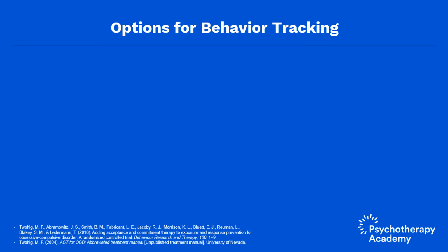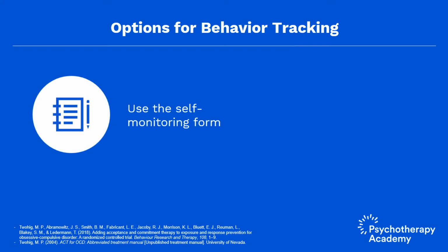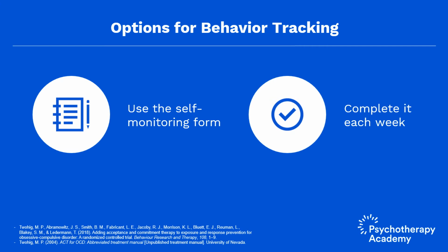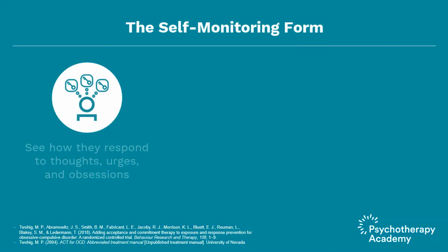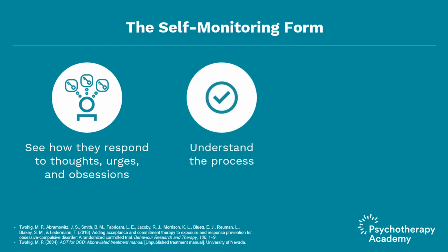You can simply track the way that they are responding to their thoughts. And that you can do through a self-monitoring form that was created for the ACT plus exposure and response prevention study that was done. And in that manual, there's a form that walks them through those exact steps. And you would have them complete this each week. And the intention with this is to just see how are they responding to the thoughts and the urges and the obsessions. This isn't to say how often they're having compulsions. It's just to get more of an understanding of the process.